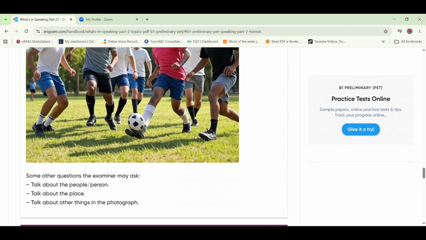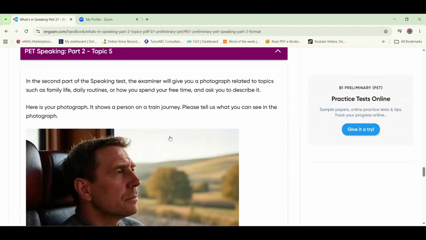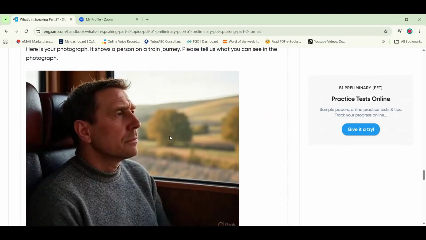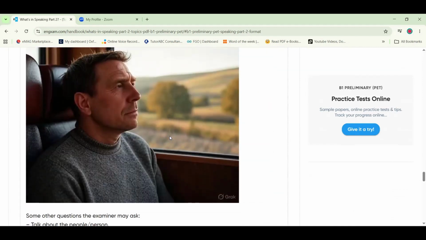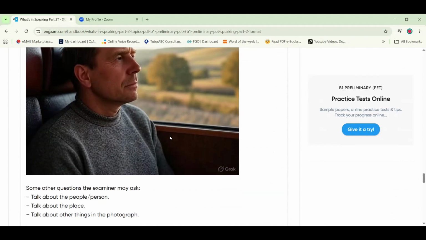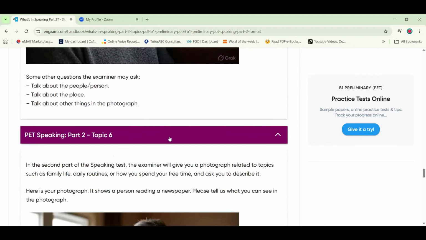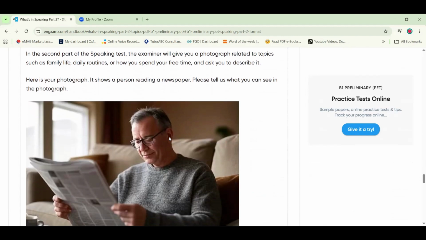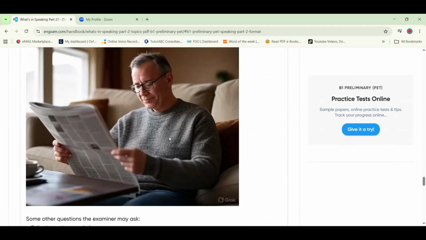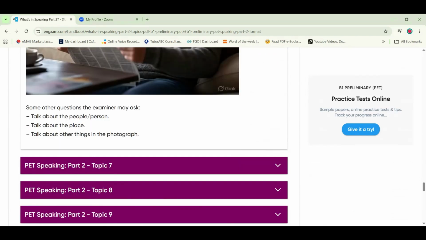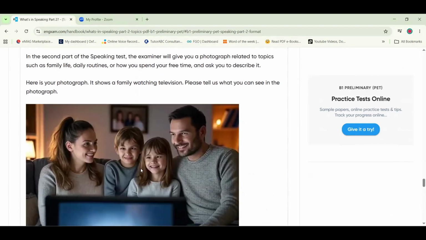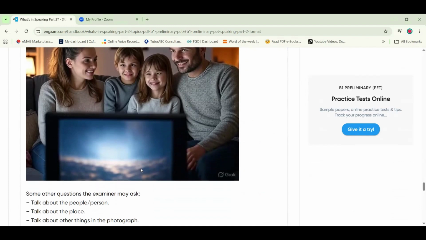There is also a train journey topic. The example describes a person sitting near the window and looking outside during the journey. Another photograph shows a person reading a newspaper. This topic is useful for talking about daily routines and free time activities. The page also includes a family watching television together. Students can describe the living room, the people, and the atmosphere in the room.